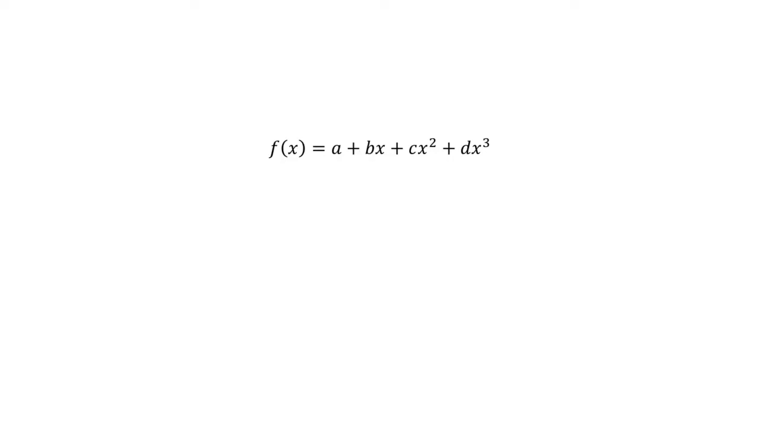Given an arbitrary third-order polynomial, f of x equals a plus bx plus cx squared plus dx cubed, plugging in 0 to this function will give you the y-intercept, or the value at x equals 0 of the zeroth derivative of the function. Notice how all values with an x in it become 0 when we plug in 0. Therefore, in this case, plugging in 0 will give you a. Changing the value of a will therefore change the y-intercept of the function.